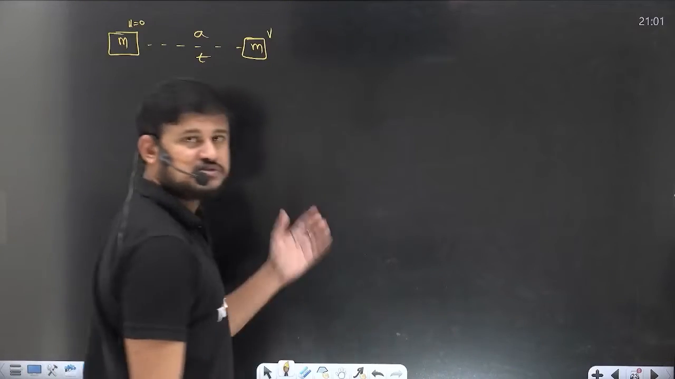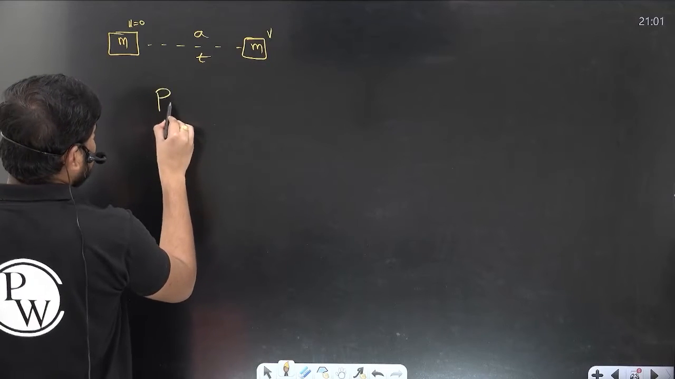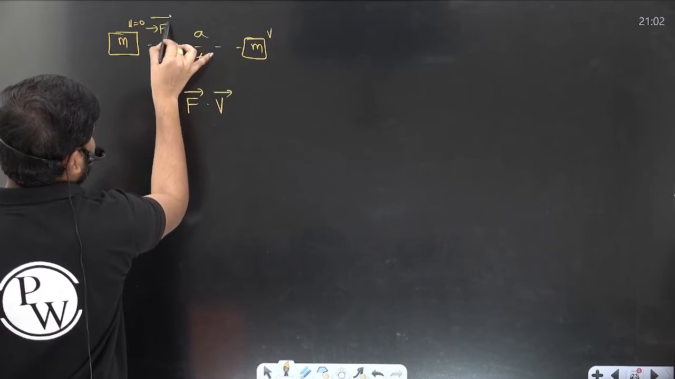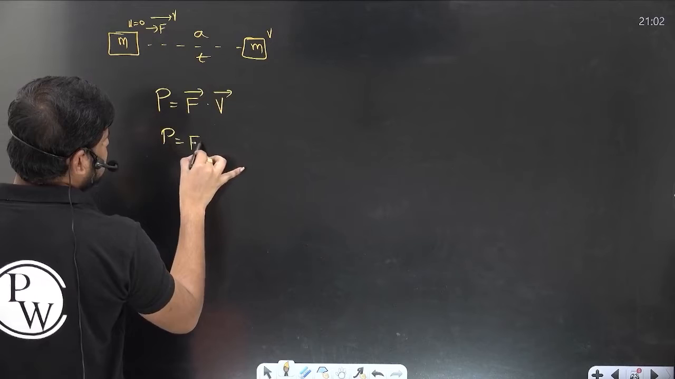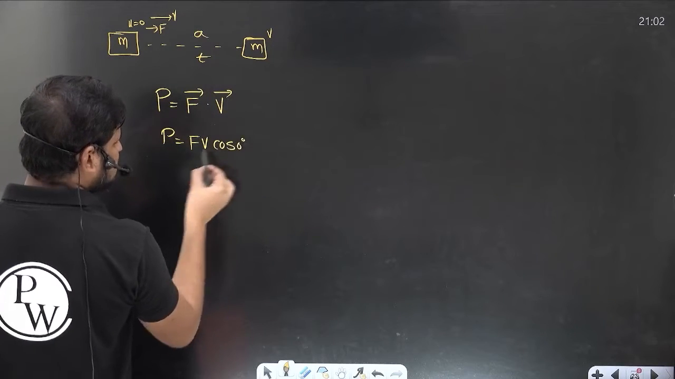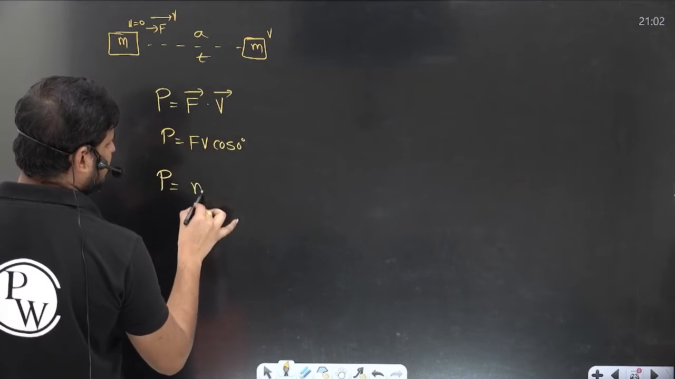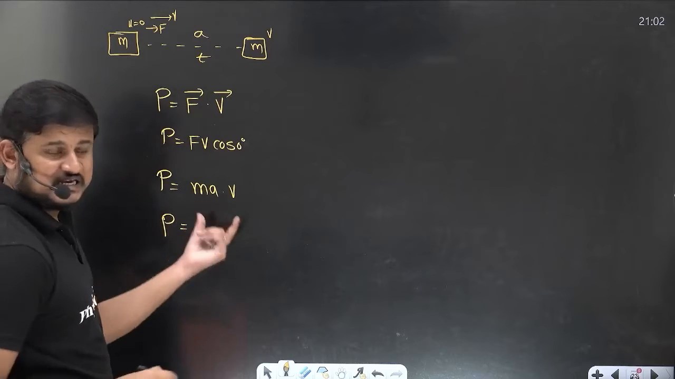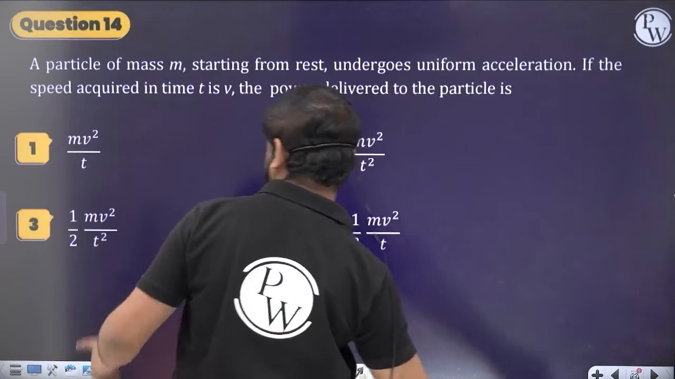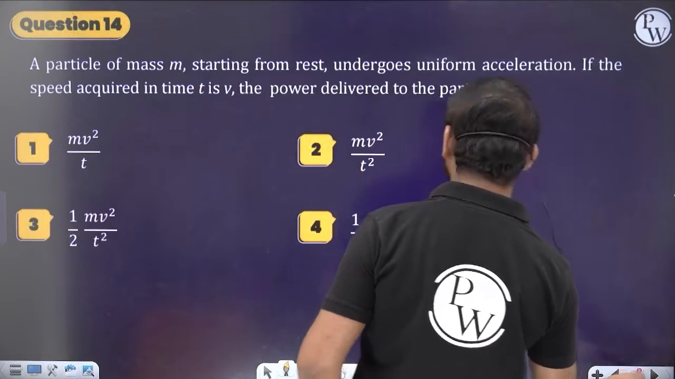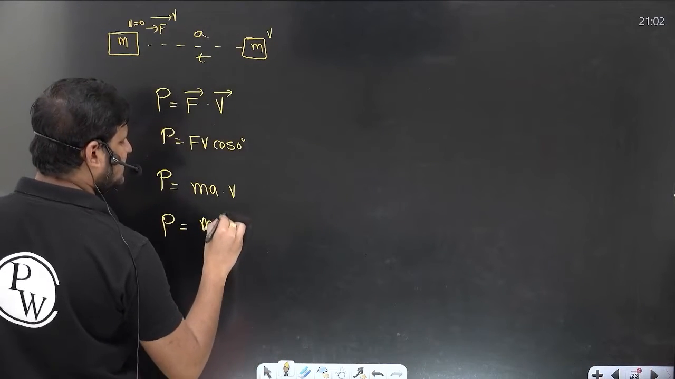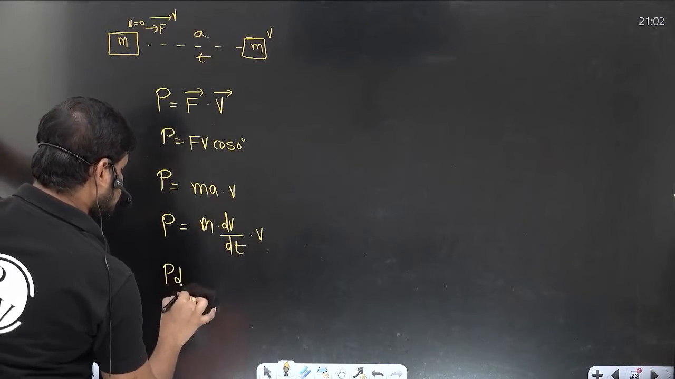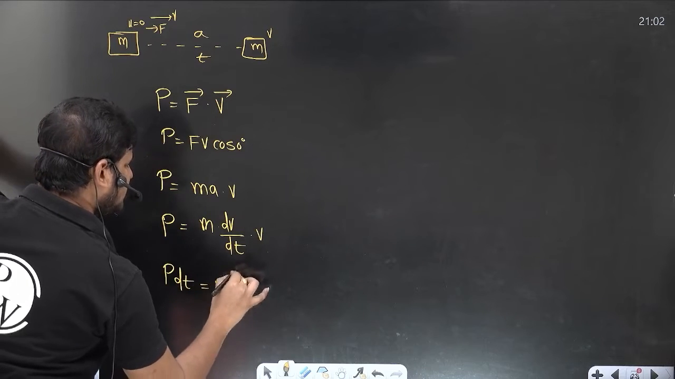Power in terms of velocity we require, so we can simply use P is equal to F dot v. Let's suppose you applied the force in this direction, so the body's velocity is also in this direction. So P is equal to Fv cos 0. Cos 0 value is 1. So in place of F, I am writing Ma into v. I need the velocity, because the options are in velocity and time. So in place of acceleration, I can write dv by dt into v. So bringing dt to this side, P dt is equal to mv dv, right?